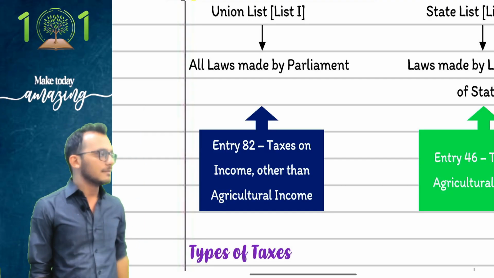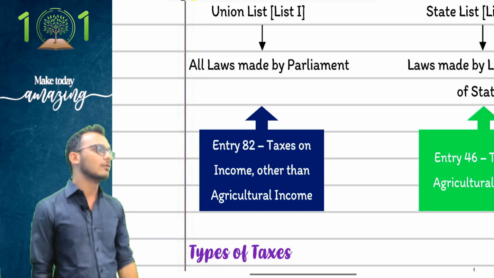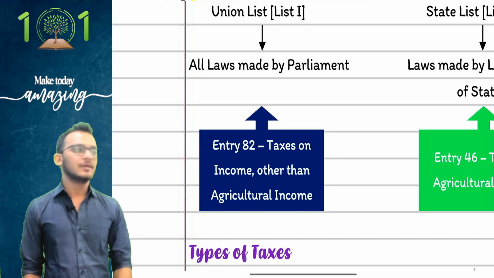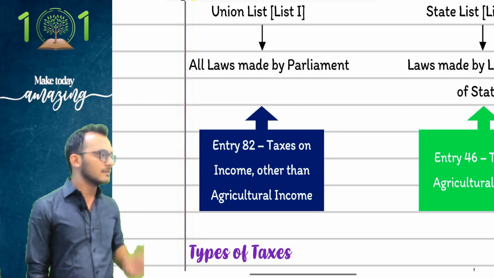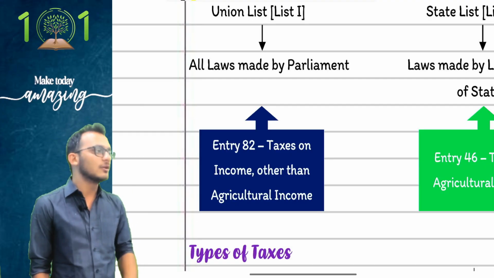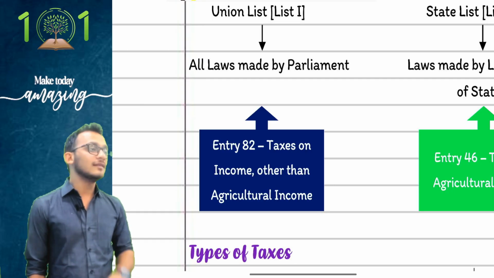But yes, like he rightly said, there is unfortunately currently no tax on agriculture. It has moved to the states, which means some states have the power to levy it. Whether they do it or not is a different conversation.